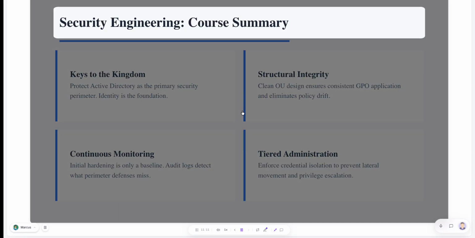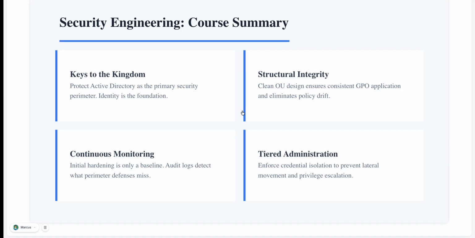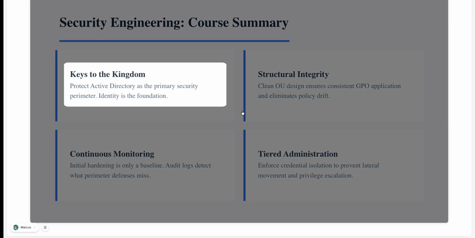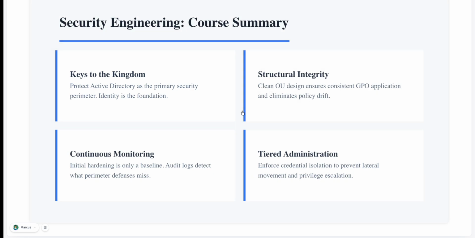To wrap up our session today, let's pull everything together into a final checklist for security engineering excellence. We've covered a lot of ground, from the basic forest structure to advanced hardening. First and foremost, never forget that Active Directory holds the keys to the kingdom. It is the primary target for any sophisticated attacker. If AD is compromised, the entire enterprise is at risk, so it must be your most protected asset.